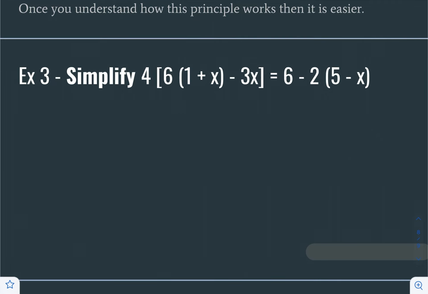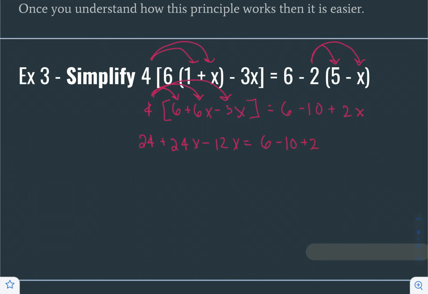Now we're going to simplify this new problem. So the first step is to distribute this 4 and this 2. So when we do that, we're going to get 4 bracket 6 plus 6x minus 3x equals 6 minus 10 plus 2x. Now we're going to distribute into the brackets. So we're going to distribute this 4 to all 3 numbers in the brackets. When we do that, we get 24 plus 24x minus 12x equals 6 minus 10 plus 2x.